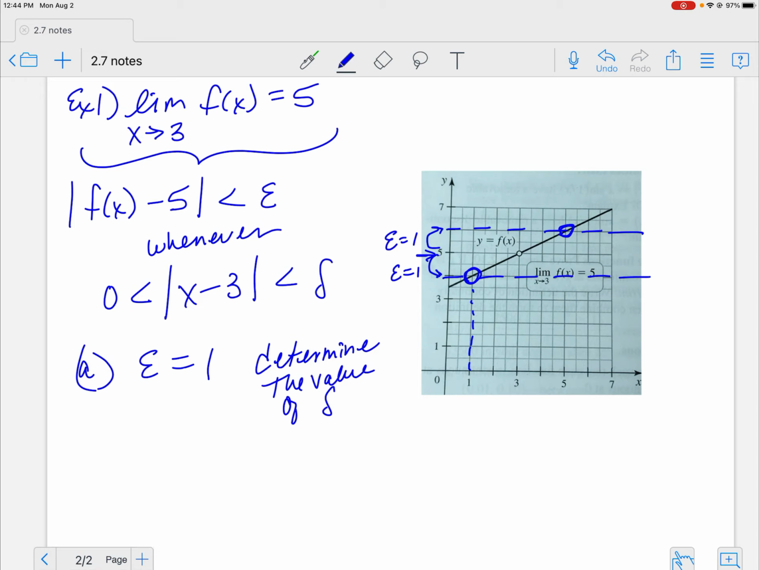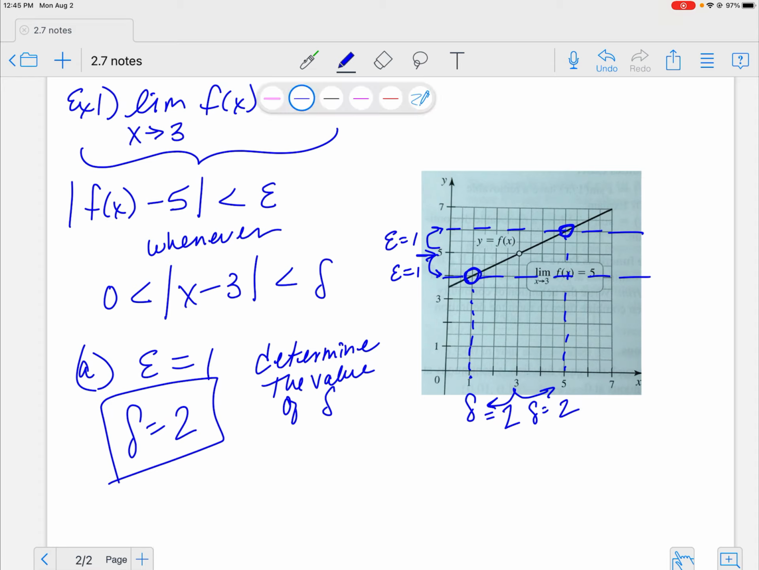So if I'm coming down through here, to get over here, delta is how much? Yes. So when epsilon is equal to 1, delta is equal to 2. And literally that's all I expect you to be able to do with this. That's where your homework is coming out of here.